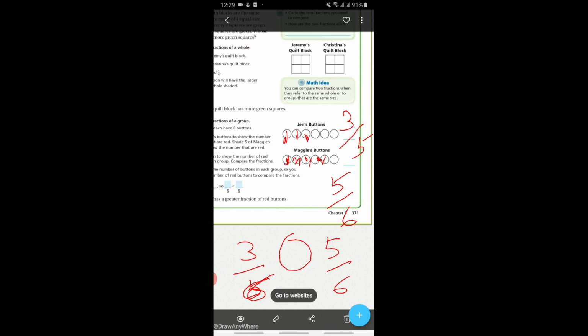The denominator here is common, this one. So we have to see the top number, the numerator, only 3 and 5. Which one is greater? 5. So just write down 5. Okay. Thank you so much.